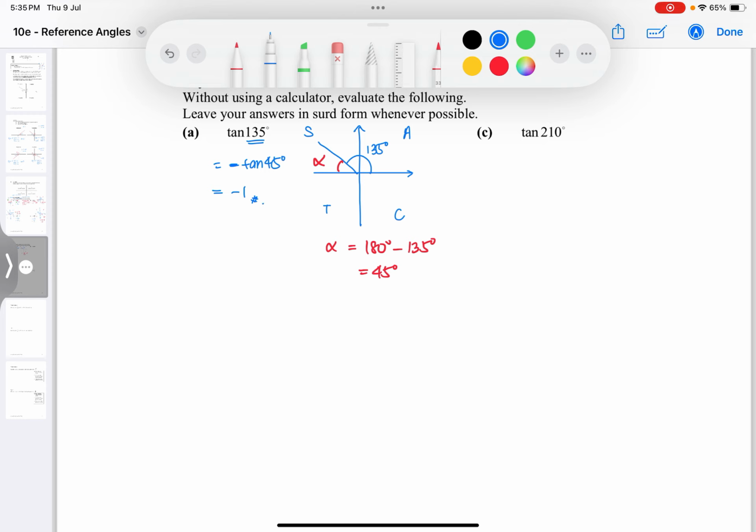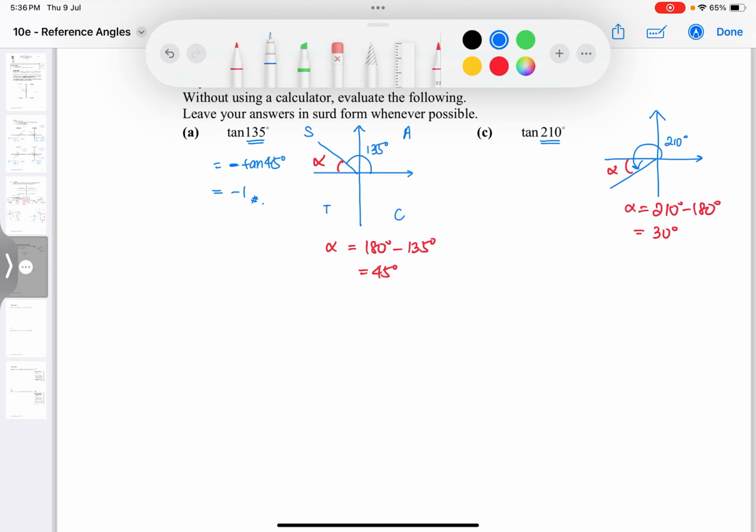Alright, second example, 210. 210 falls in the third quadrant. So the angle is here. The corresponding basic angle is actually this angle here. That can be found by taking 210 minus 180, which is 30 degrees.